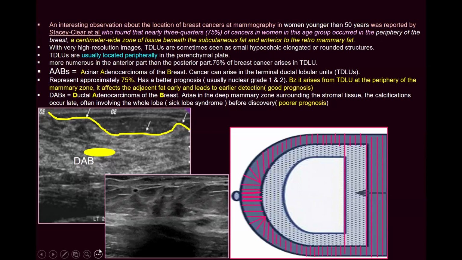And as they have mentioned previously, DAPs or ductal adenocarcinoma present more with cyclope syndrome. What is cyclope syndrome? It involves the whole lobe before the cancer is detected. So with a poorer prognosis, and even sometimes with metastatic adenopathy.